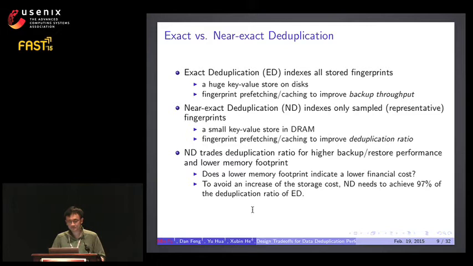In summary, near exact deduplication trades deduplication ratio for higher backup and restore performance and a lower memory footprint. From the aspect of financial cost, whether a lower memory footprint indicates a lower financial cost, we found it is not true because, based on our cost model, near exact deduplication needs to achieve 97% of the deduplication ratio of exact deduplication. And based on our experimental results, it is extremely difficult.